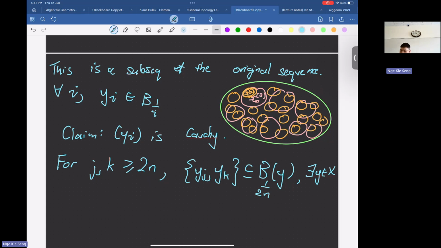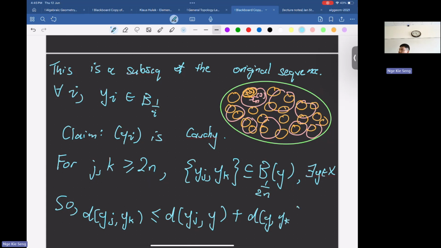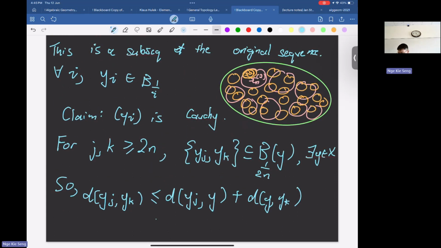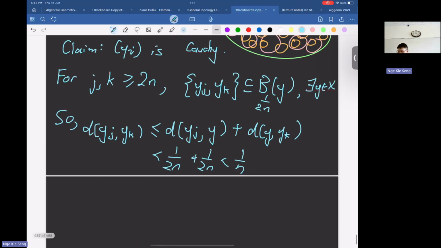But then how do you compute? What's d of y_j and y_k now? It's less than or equal to d of y_j to y, plus y to y_k. They both live in the ball of 1 over 2n from y, which is less than 1 over 2n plus 1 over 2n, which is 1 over n. For every epsilon, just pick an n such that n is greater than 1 over epsilon, then you can do this and find this j, k. So this is Cauchy.